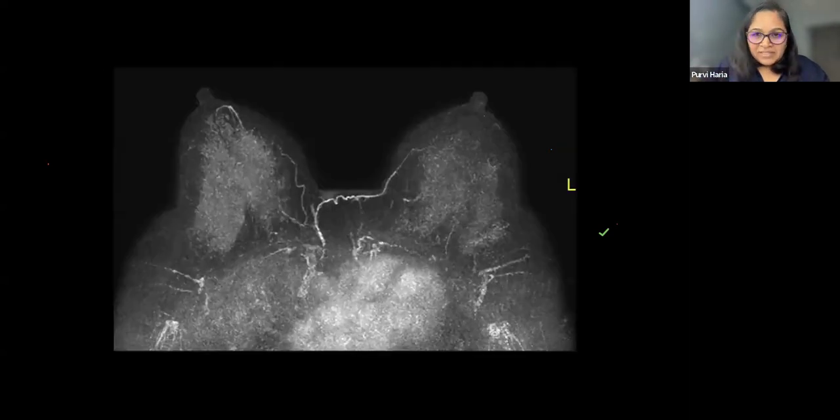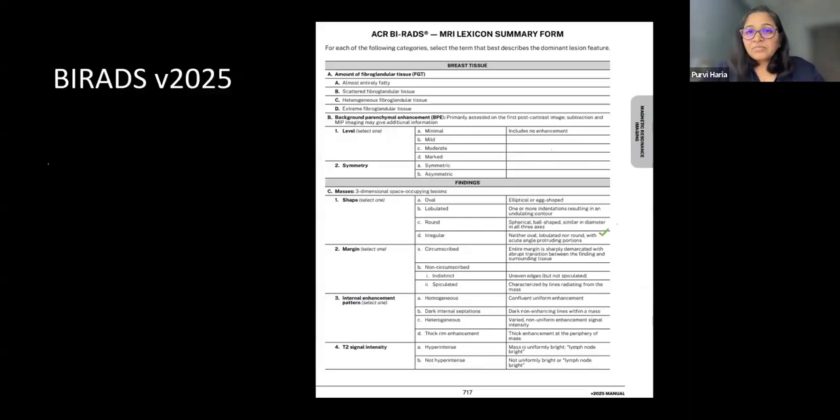Now, sometimes this also happens. This is an extensive background parenchymal enhancement. Even on MIP images, the entire parenchyma is enhancing and you are absolutely not seeing anything. So here you have to go back and see each and every slice and see what is happening at each slice level and where the disease is in the early phases.